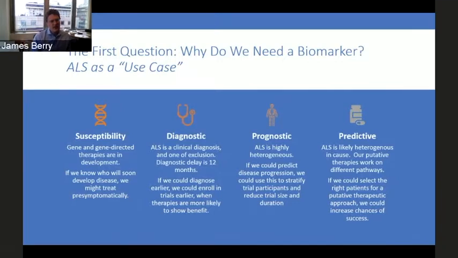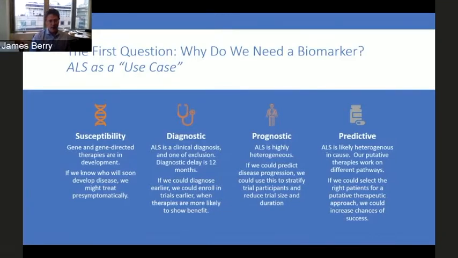So in susceptibility, we now have in ALS gene and gene-directed therapies in development. They're in trials now. We're treating people with AAV-delivered gene therapy and antisense oligonucleotides. If we want to know who will soon develop a disease, we need a biomarker for that. That would allow us to treat people pre-symptomatically and potentially head off a disease, prevent it from starting.